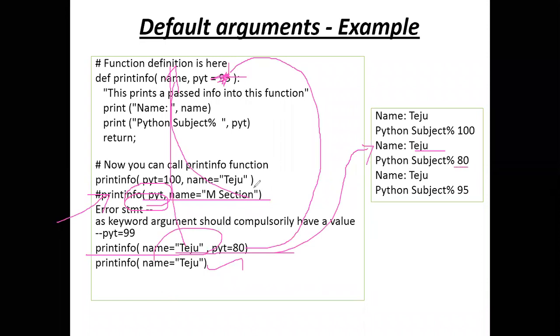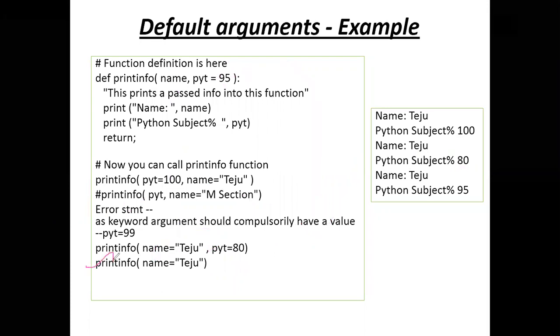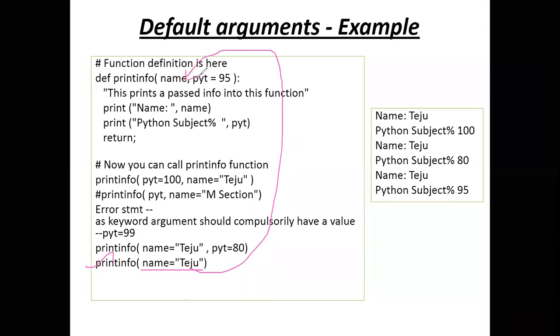Now you see this function, print info name equal to Teju. I haven't mentioned anything about pyt. So what happens is that it will go over here. This is your function call, and this is your function definition. When it comes to the definition, name equal to Teju, so that Teju will be taken over here.